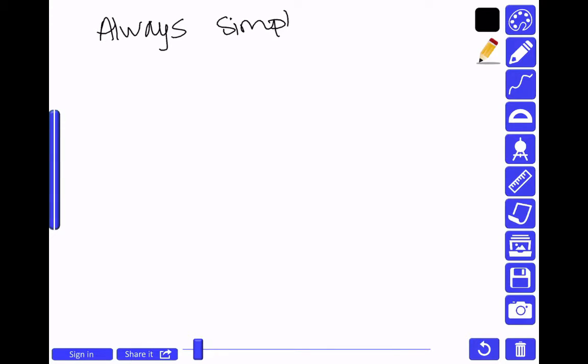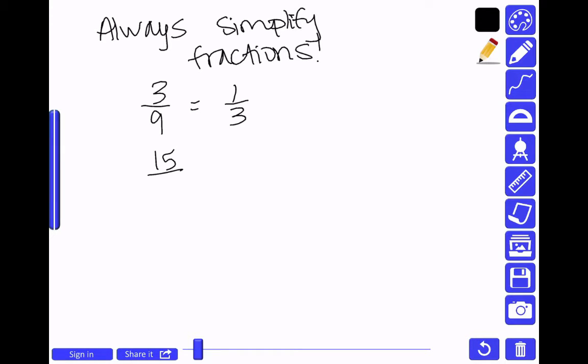You need to make sure that you always simplify fractions. Always take a look at your answer and make sure it's in simplest form. For example, 3/9 is 1/3. 15/27 is 5/9. Those are both simplified, and those are the answers that I would expect.